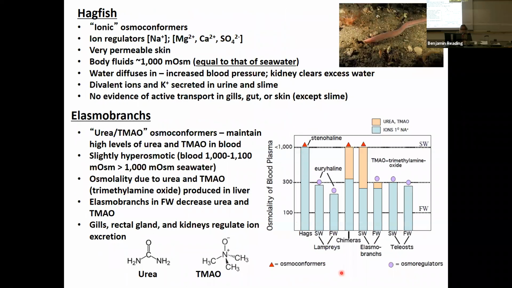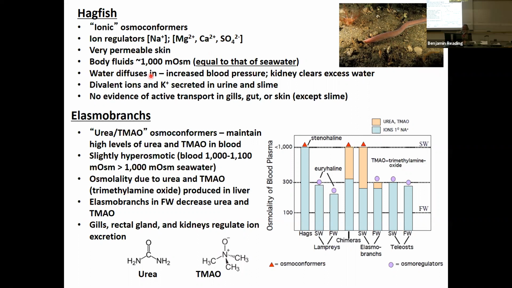So when we talk about osmoconformers, the hagfish is here at the top. An ionic osmoconformer. Primarily, they maintain a very high level of sodium ions in their blood, such that their ions are so high, they have the same osmolality as that of seawater, about 1,000 milliosmoles. Their skin is permeable. They don't really care if water comes in or out because their osmolality is the same as that of seawater, so water really isn't moving in or out of these things.